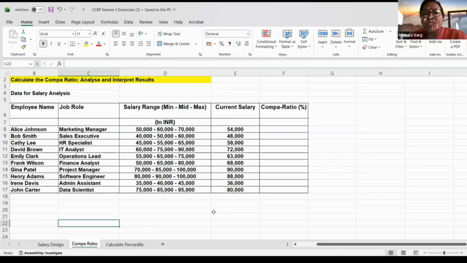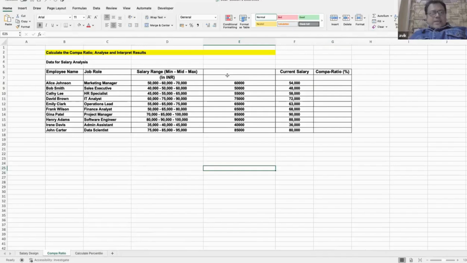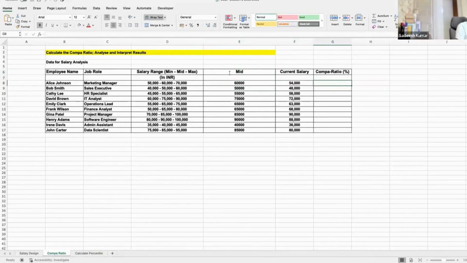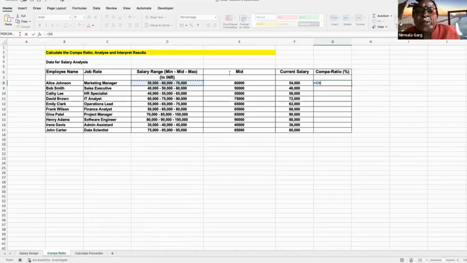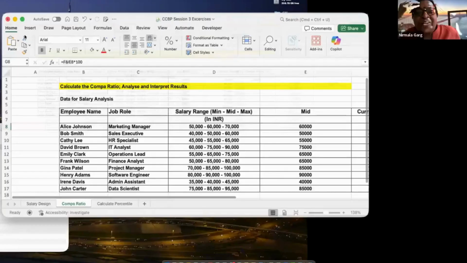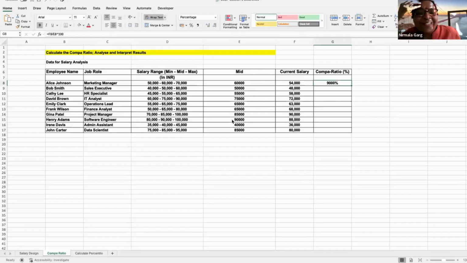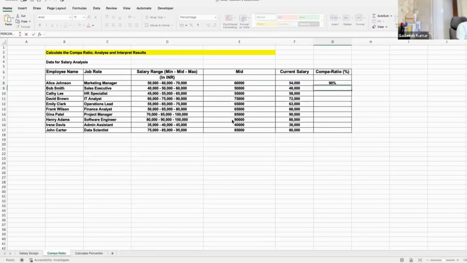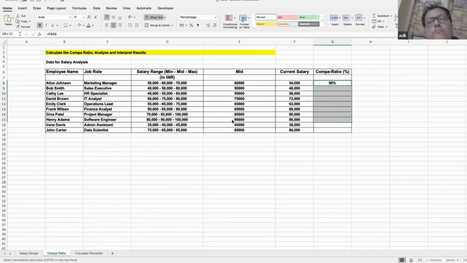So if you can do just 3 or 4, then we'll analyze and make some recommendations. I just took the midpoint, so the calculations will be easy. So the comp ratio will be 54,000 divided by 60,000, multiplied by 100. Oh, it's already in percentages, that's why. It must be 90%. Yeah, it's already in percentage format. Then you can drag it.